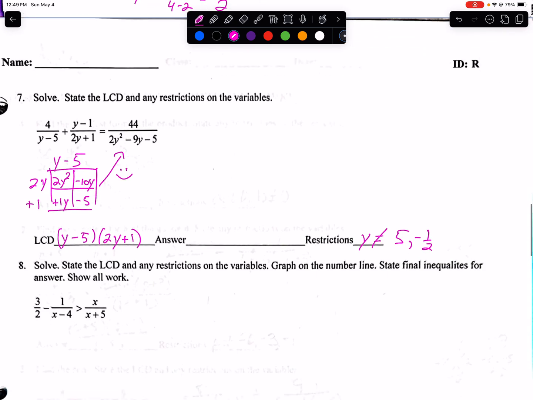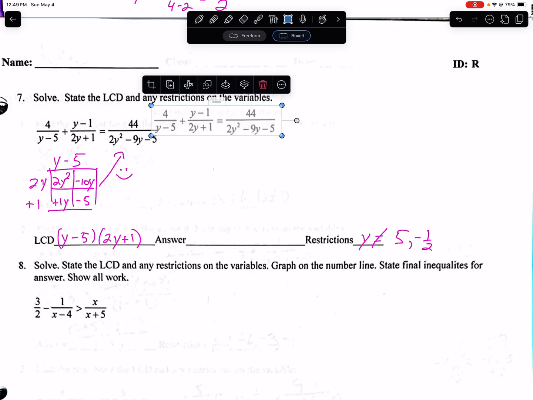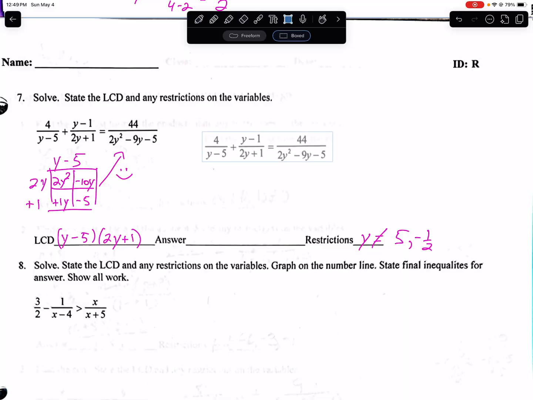Oh, and then this one is where you multiply everything by everything, right? So you multiply all of the numerators. I'm going to copy this and paste. Because when you do 4 over y minus 5 times y minus 5, 2y plus 1, it already has that and you just cancel it out. You multiply it by the whole LCD. So I show it like this, y minus 5, 2y plus 1.